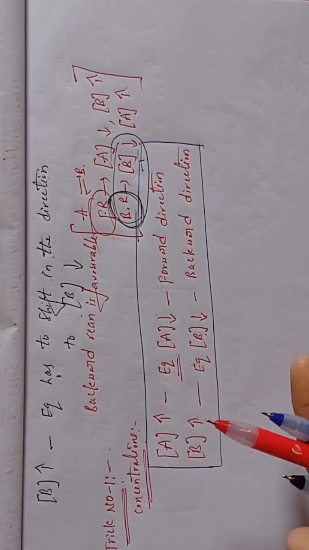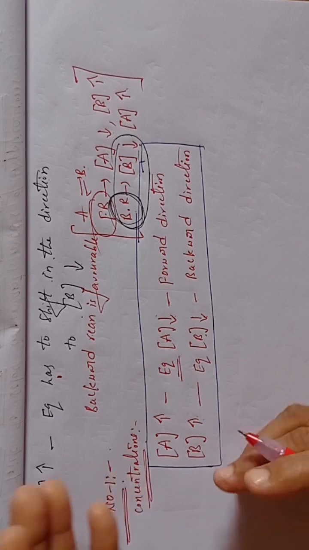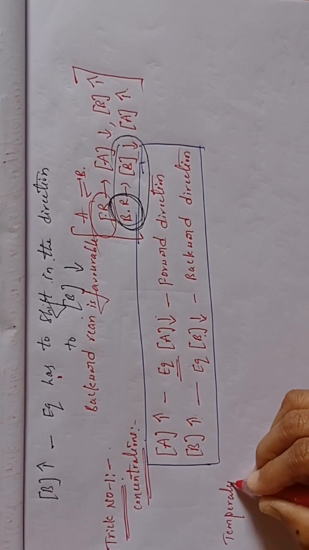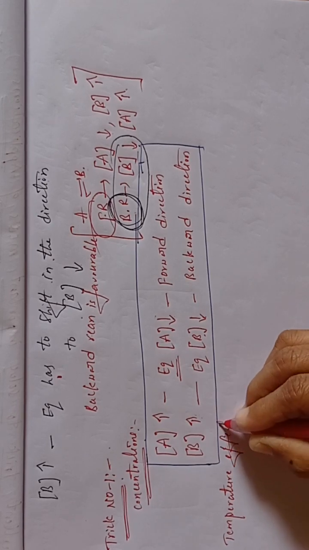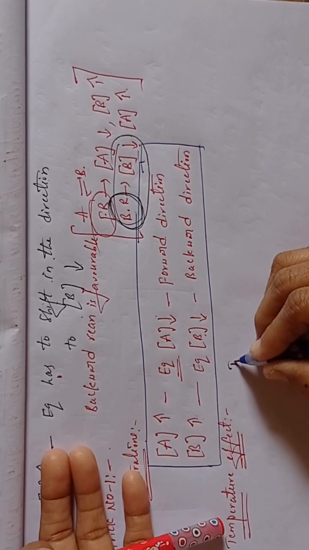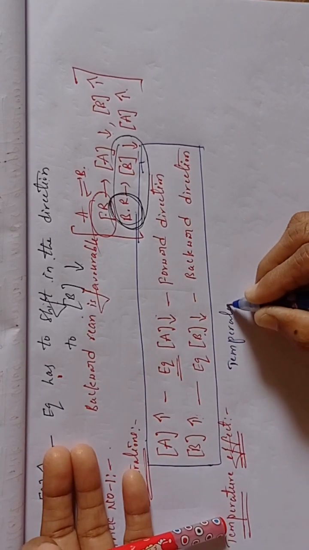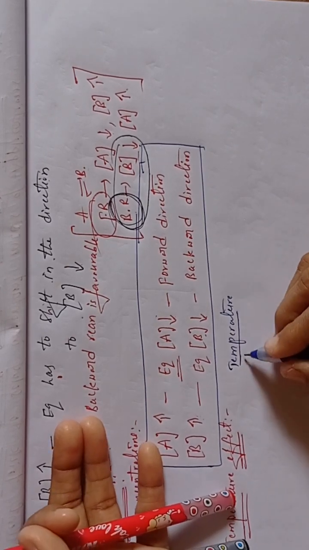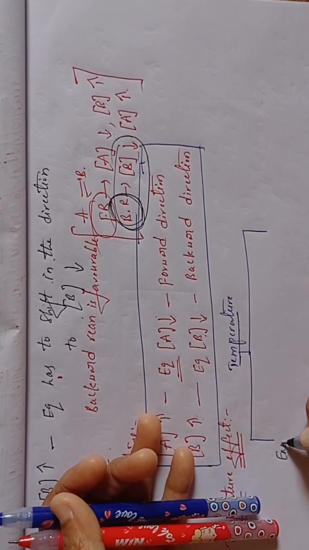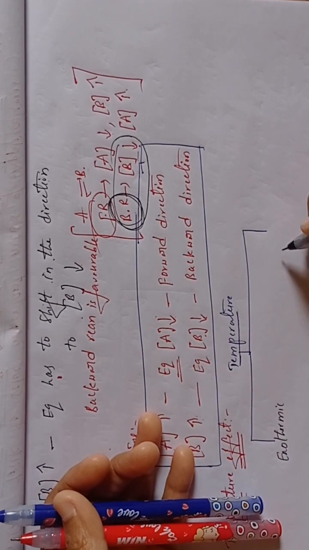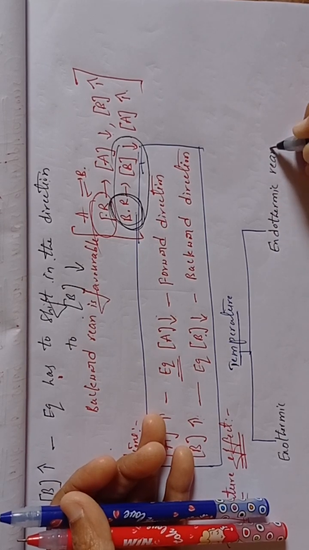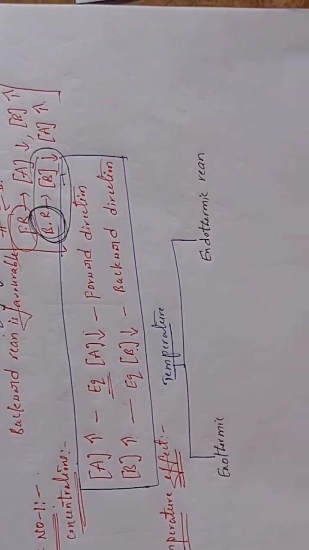Right. Now, next case, concentration completed. Next one, temperature effect. This is the second factor. So what is the temperature effect? In case of temperature, students, we have two types of reactions: exothermic reactions and endothermic reactions.